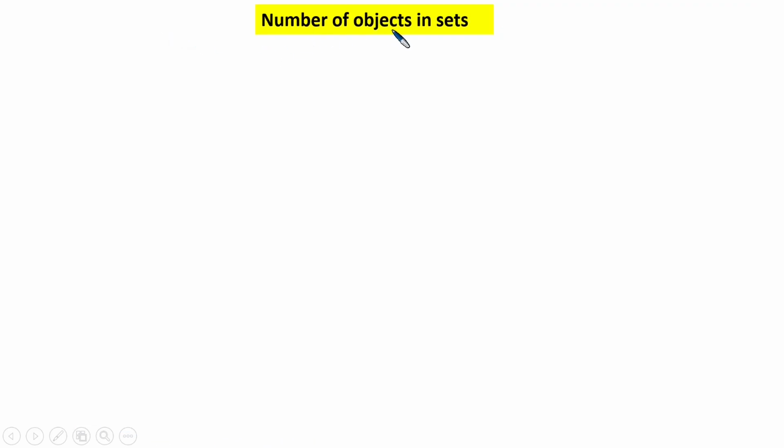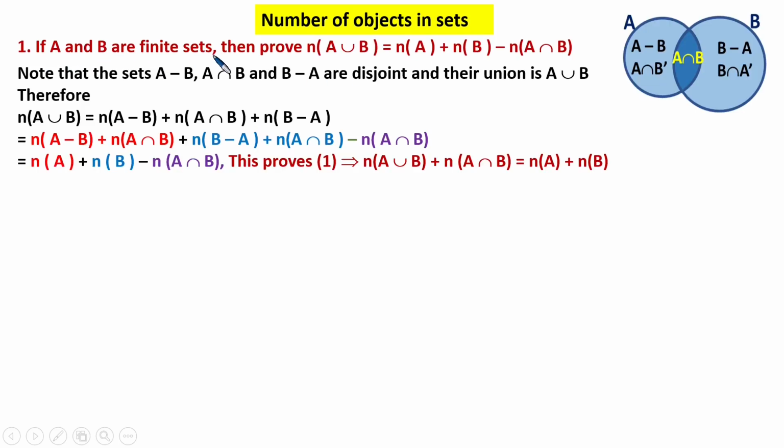Now let us discuss the number of objects in sets. If A and B are finite sets, then prove that the number of elements in A union B is equal to the number of elements in A plus the number of elements in B minus the number of elements in A intersection B. This is very obvious. The number of elements in A includes this region, and the number of elements in B includes this region again. So you are counting it twice, and you subtract the number of elements in A intersection B. That is what we have written.